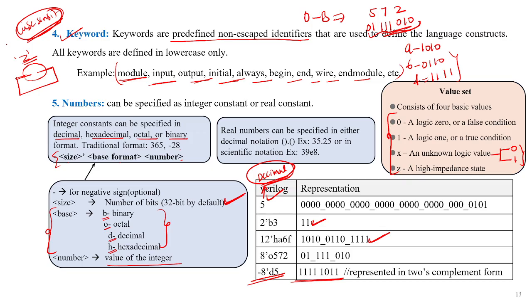Okay, I think you have not gone through the digital. Actually, the negative numbers are represented in how many forms? Sign magnitude, one's complement, and two's complement.